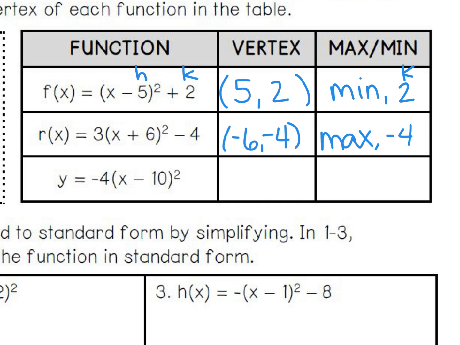If you remember, we talked about that Thursday, I think it was. I apologize. It is a min. I was looking at the one below it. So it is a min, but it's still going to be negative 4.